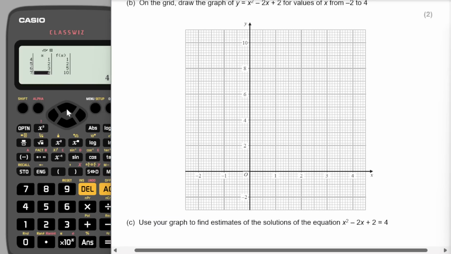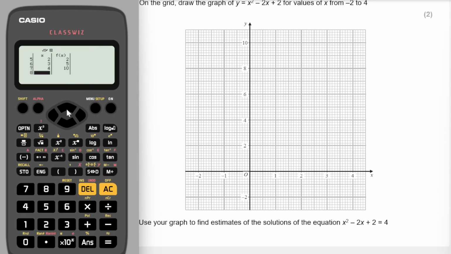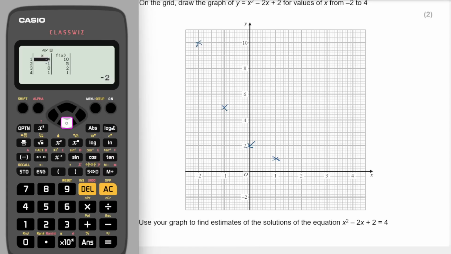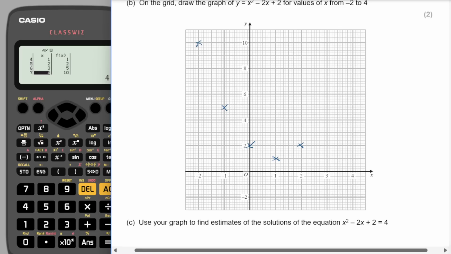I was just trying to work out how I was going to show my table and the graph, so I'm actually going to use my calculator for pulling off the values straight away. So -2 and 10 would be that coordinate there. I've then got -1 and 5, which would be there. 0 and 2. 1 and 1. 2 and 2. 3 and 5, and then 4 and 10 again.